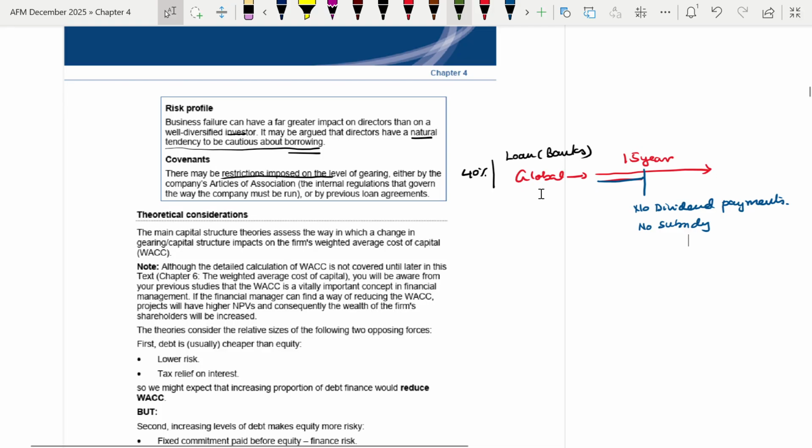The main capital structure theory assesses how a change in the capital structure will affect the WACC. We will cover WACC in chapter 6 in a more detailed way, later in this text.